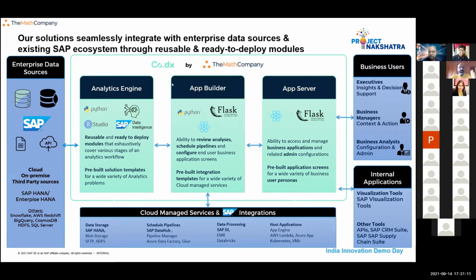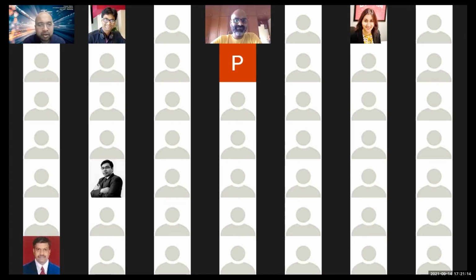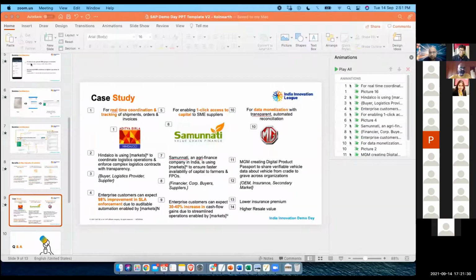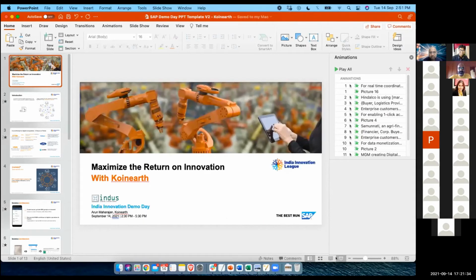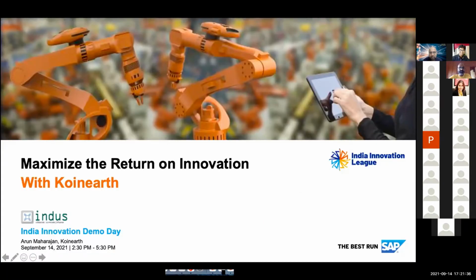Yes. Can you hear me? Hi, Arun. Hey. And KoinEarth is again doing some phenomenal work in the area of blockchain, and today they have picked up digital supply chain as one of the areas where they have been doing some work. So without taking much time, Arun, why don't you take it over from here? Yes. Can you guys see my screen? Yes, the slide is visible.